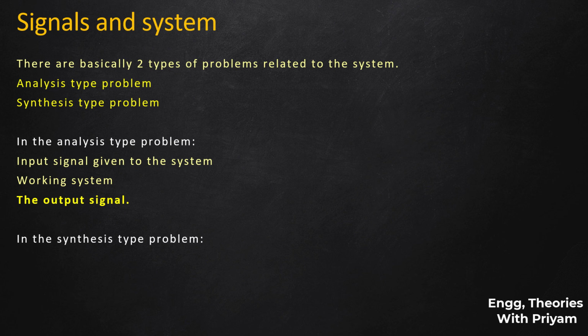In the synthesis type problem, we have an input signal, we have our desired output signal, but depending on this input signal and the desired output signal, we have to determine the system. These types of problems are really critical to solve, and there is always a possibility that the system may not exist for the desired output signal. So instead of focusing on the synthesis type problem, in this course we will focus on the analysis type problem, where different input signals are given as an input to the system, and based on this input signal we need to determine what kind of output will be produced by the system.